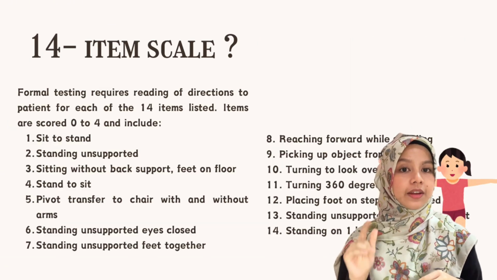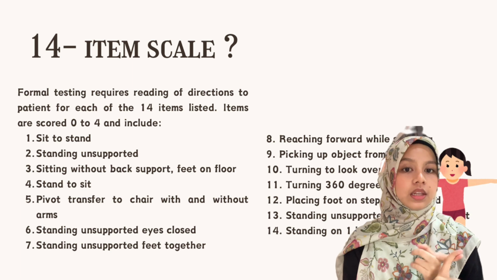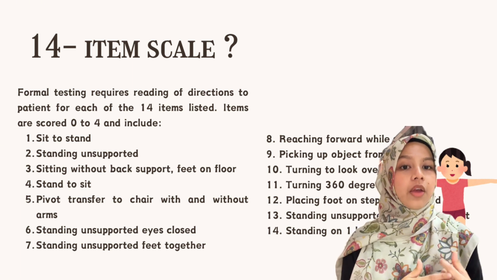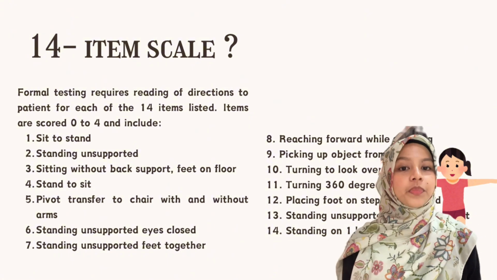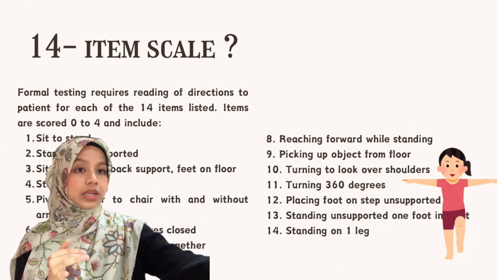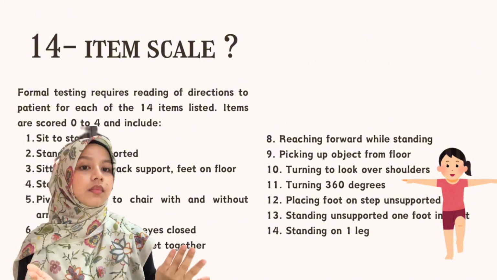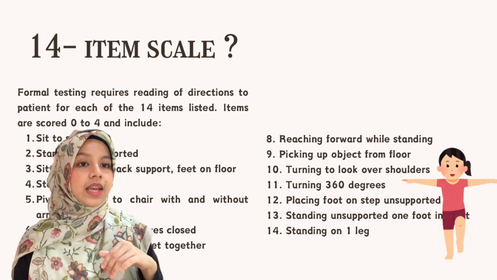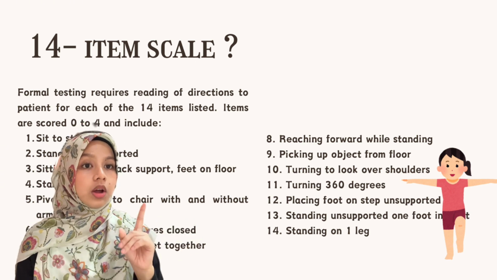Okay, so here we can see the 14 item scale. For example, the first one is sit to stand, standing unsupported, sitting without back support and feet on floor, and stand to sit, pivot transfer to chair with and without arm rests, and standing unsupported with eyes closed, standing unsupported with feet together, and reaching forward while standing, picking up object from the floor, turning to look over shoulder, and turning 360 degrees, and place foot on step unsupported, and standing with one foot in front unsupported, and the last one is standing on one leg.